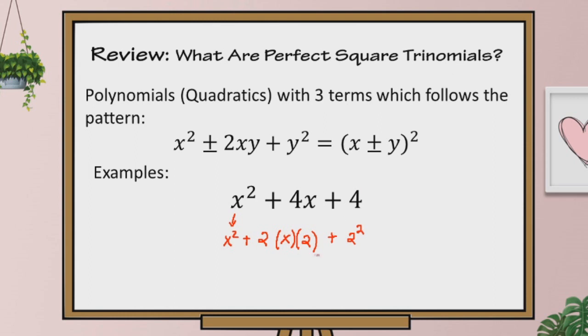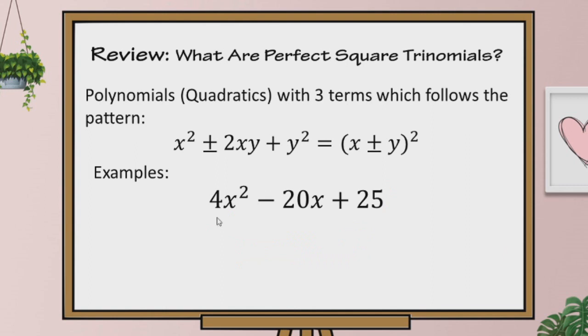And then let's test the middle term if it follows the pattern of a perfect square trinomial. So this is 2, and that is x. Let's see if this is 4x. 2 times 2 is 4, times x, that's 4x. Therefore, this confirms that x squared plus 4x plus 4 is a perfect square trinomial.